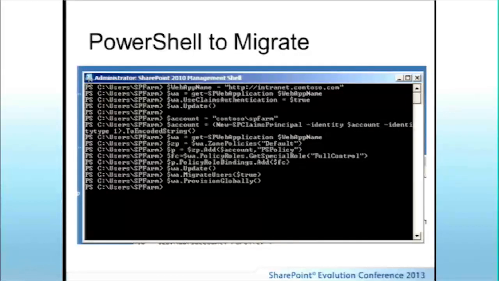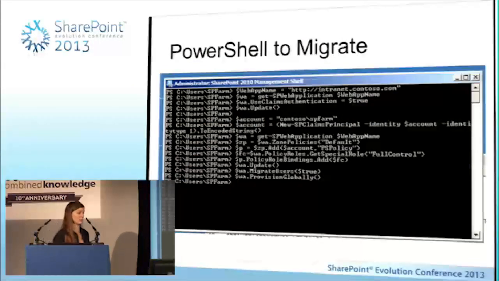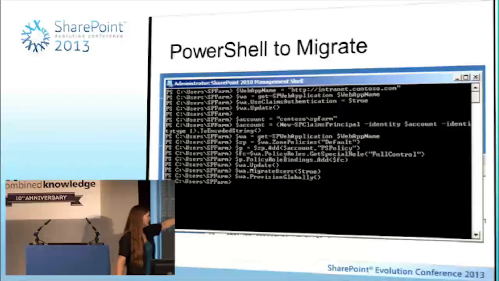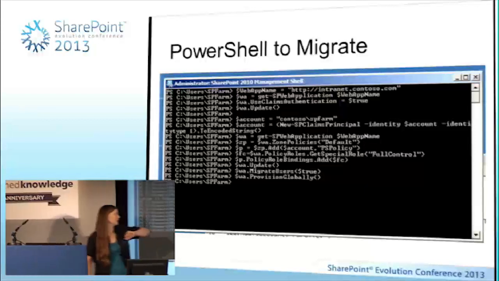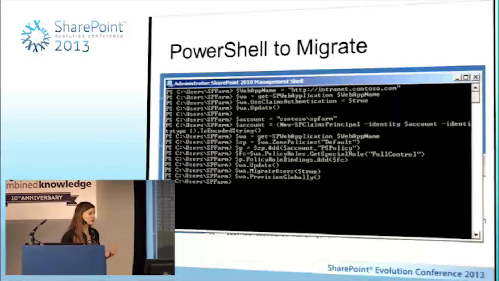I took this yesterday. So this first set of 4 is basically getting the web app that you want to migrate to Claims. You're telling it you're going to set it from Classic to Claims, and then you're telling it to update. This second set, all the way to this update right here, is where you're telling it who the new manager of the site is going to be, because otherwise it won't recognize you as the account you're logged in as unless you have somebody that can manage it.